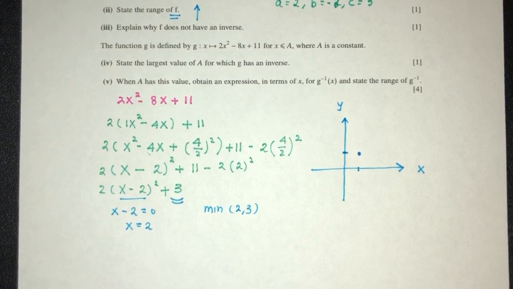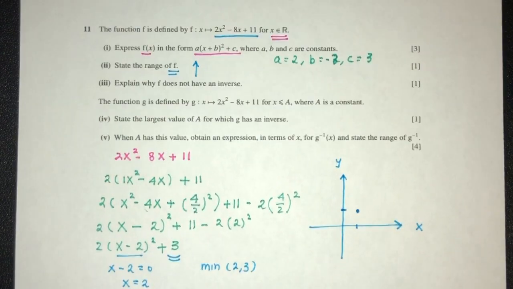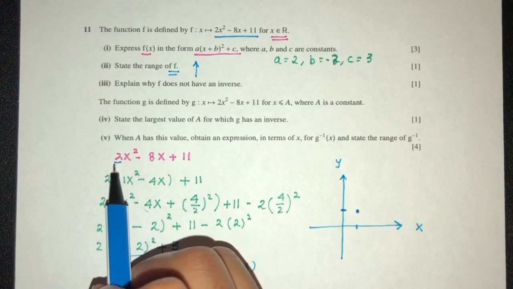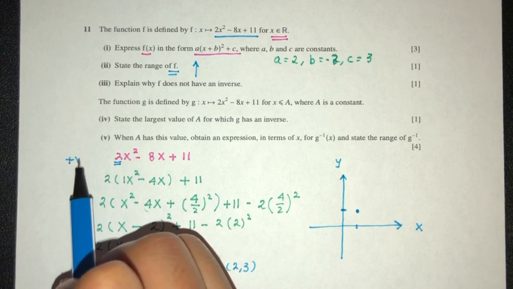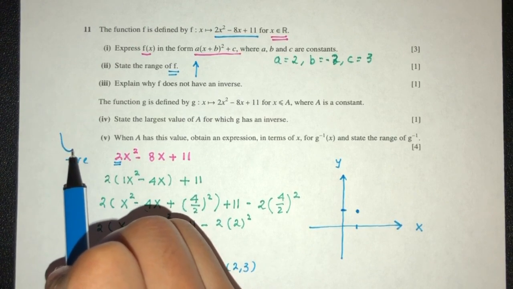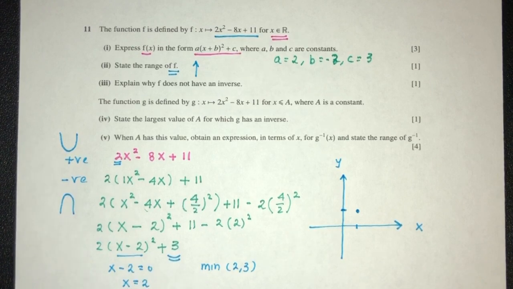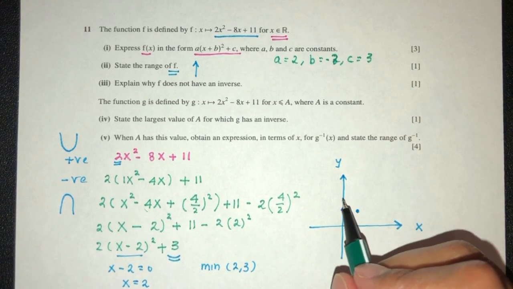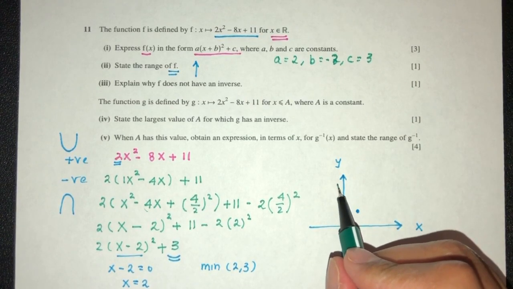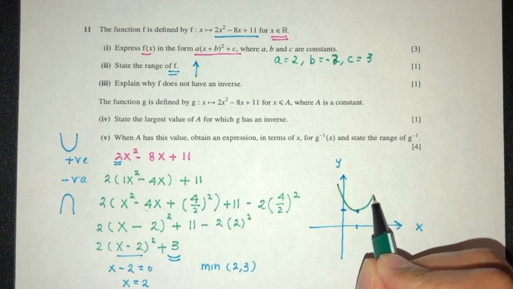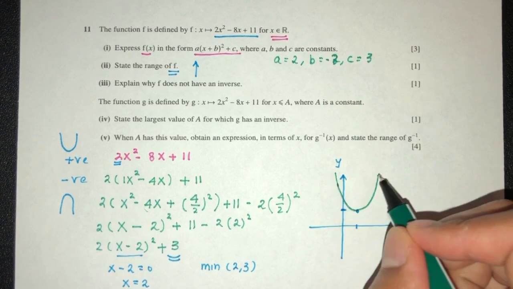Now how do I know it is a minimum curve or a maximum curve? Pretty easy. I just have to observe the coefficient of x squared. If it is positive, it will be a minimum curve. If it was negative, it will be a maximum curve. So just by using those cues, we can find the answer pretty easily. In this case, the shape will be something like this. This will be the shape of my graph.